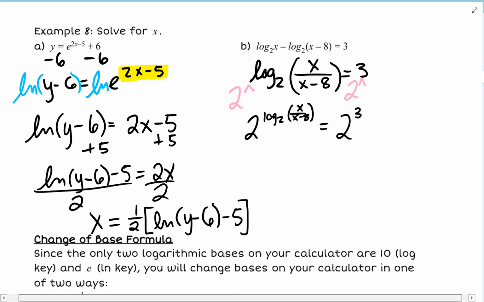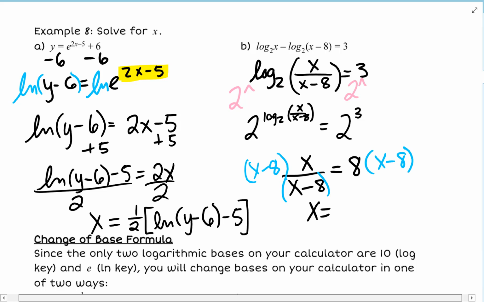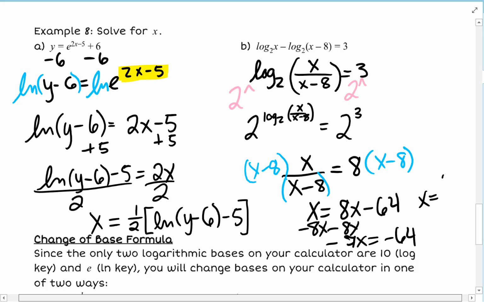Now 2 to the log base 2 of x over x minus 8 is x over x minus 8, equals 8. Let's get this quantity out of the denominator. And I'll distribute that. So x is 64 over 7.